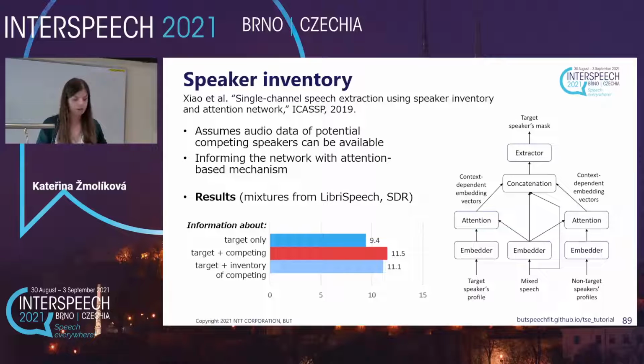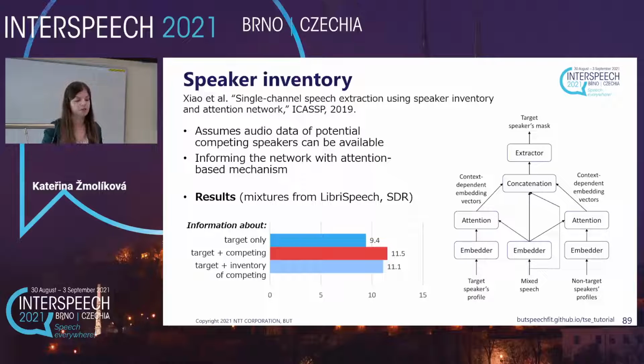The last model that I will introduce here is Speaker Inventory. Speaker Inventory takes a slightly different approach than the other models. Up until now, I was defining target speech extraction as extracting the signal of the target speaker while having information about the target speaker. In Speaker Inventory, the authors assume that we also have some information about the competing speakers available. This can be useful in some use cases if you imagine, for example, a meeting where you can have some knowledge also about the other speakers that can take part in the meeting.